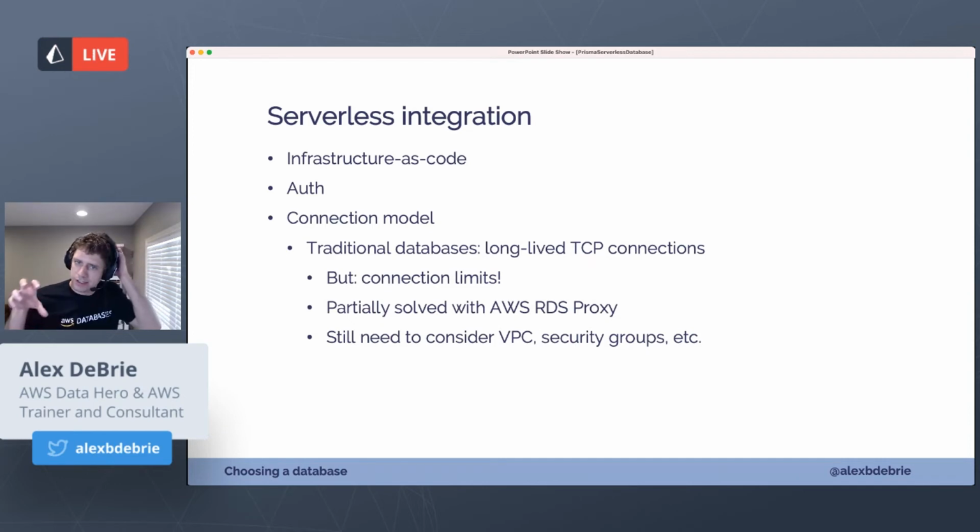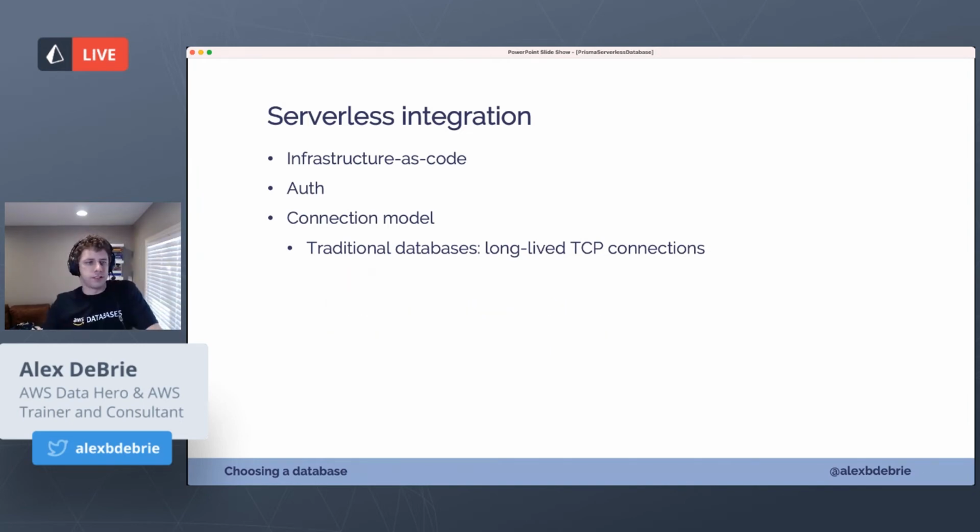So you're locking down your database to just the IP addresses you want. It doesn't quite fit really well within a Lambda world. You can put Lambdas into a VPC and give them security groups, but there's some clunkiness around that. So there are some issues with traditional databases with that sort of stuff.